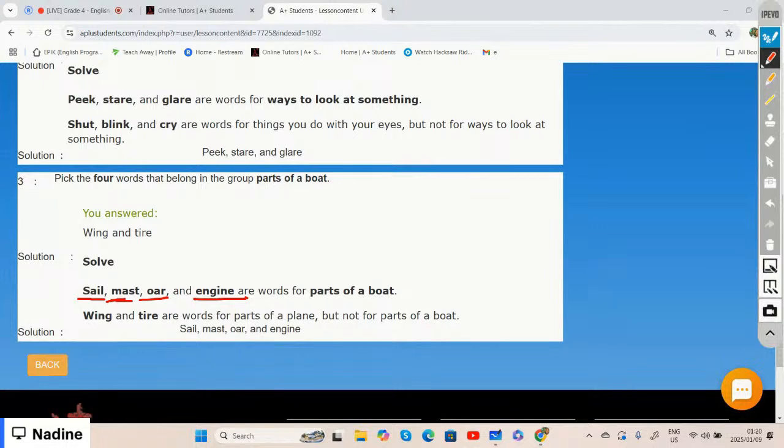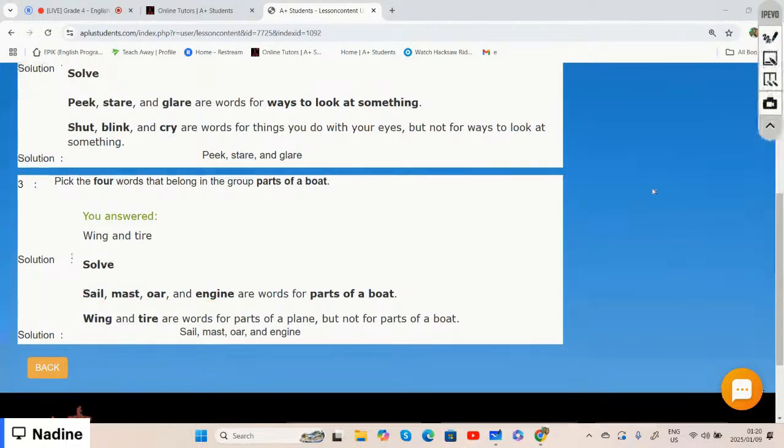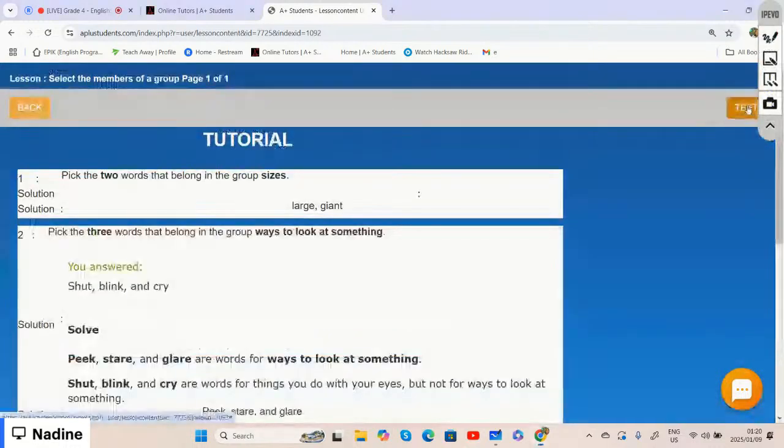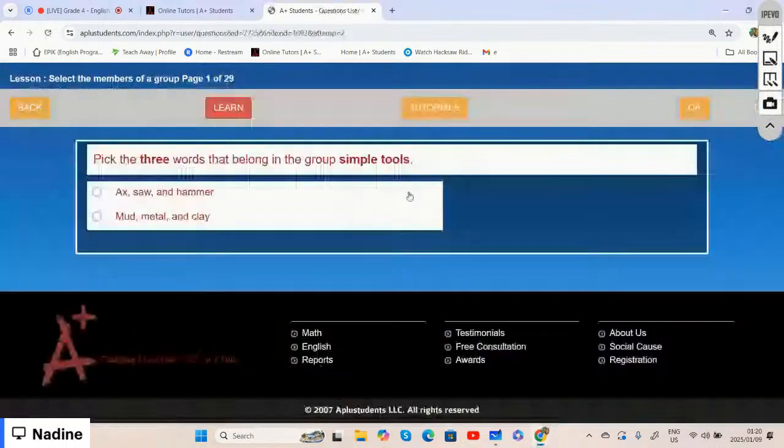And with all of these things that are part of a group, there are also certain things that are not part of the group, right? And we will find out more about that during the course of the lesson. All right, so now let's go to our test where we are going to identify and select the members of a group. Words that belong to a specific group.